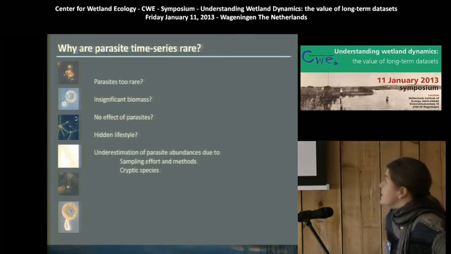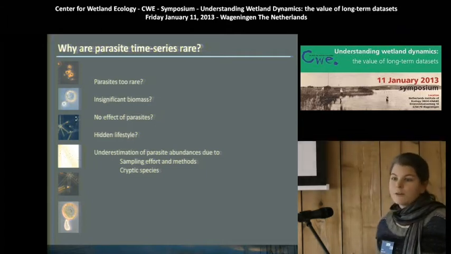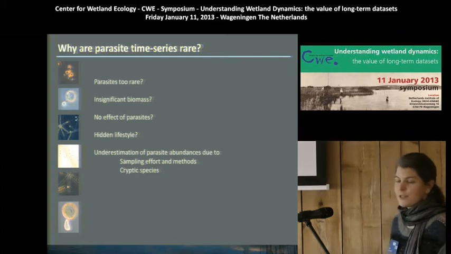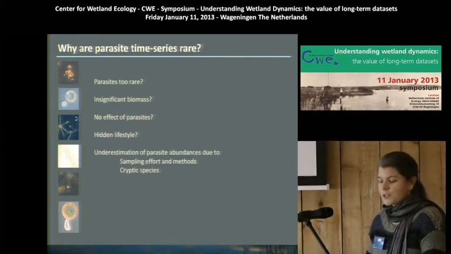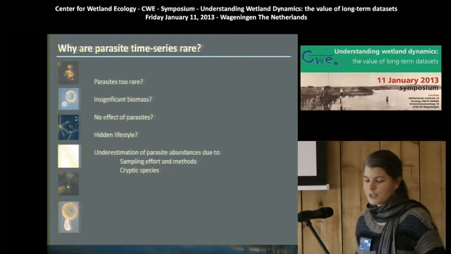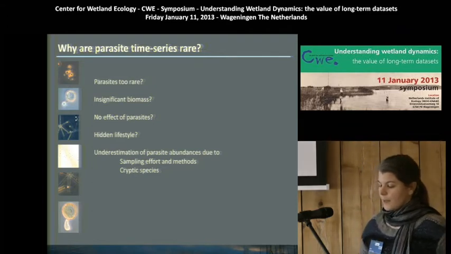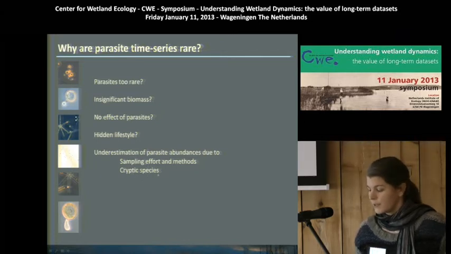So why are these time series data rare for host-parasite dynamics? Is it just because parasites are so rare? Because they have no significant biomass? Maybe they don't have an effect? Or is it just because they have such a hidden lifestyle and they're quite difficult to observe if you're not looking especially for them? And so that would mean, is there not enough sampling effort and maybe the methods aren't quite right? Or are these species just too cryptic?